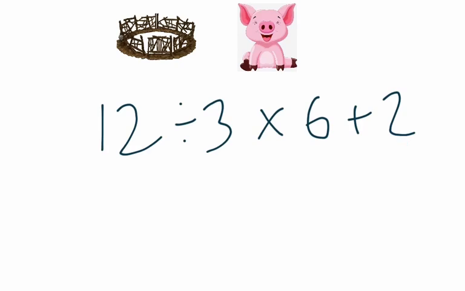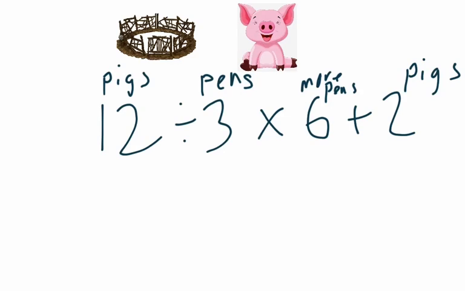So here's what it is. 12 pigs, 3 pens, 6 more pens, and 2 more pigs. So, if I have 12 pigs and I have 3 pens, how many times does 3 go into 12? Well, 3, 6, 9, 12. So that means I have 4 pigs per pen.